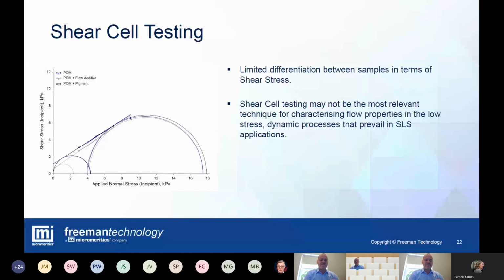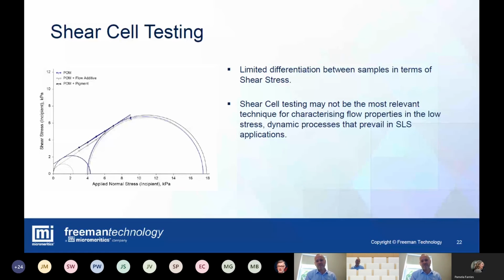So because of the hopper style dispenser, it became a fairly obvious choice to use the shear cell test. But we can see here those 3 materials aren't differentiated by the shear cell test, despite the differences observed in process. And that's because although the flow regime in the shear cell is right, the stress regime isn't necessarily correct. It's too high. You can see we're running from 3 to 10 kilopascals in that test there. So we need something that's more relevant to our process.